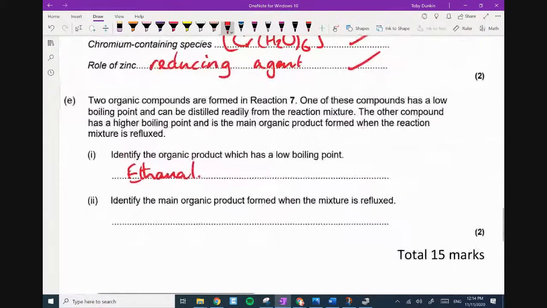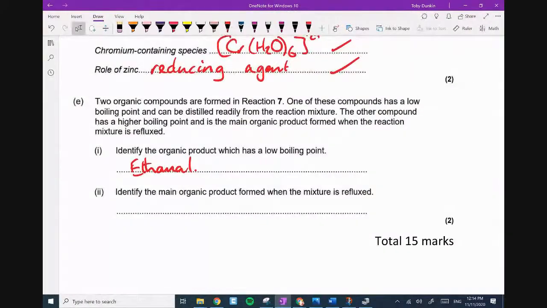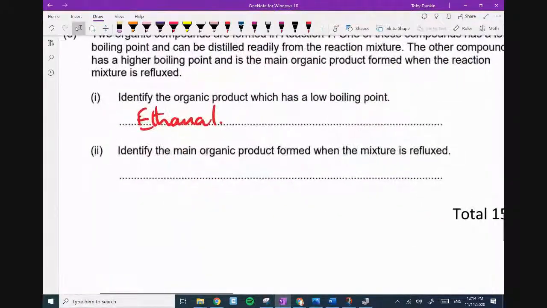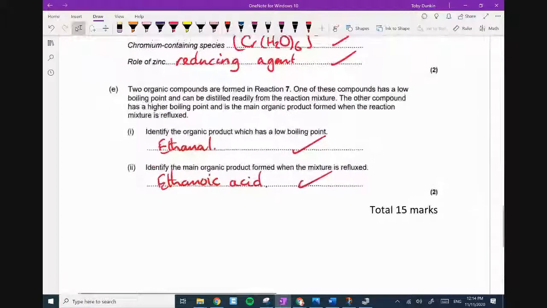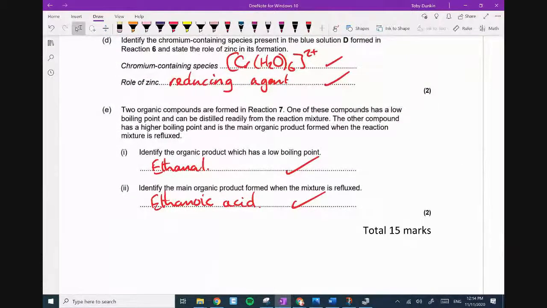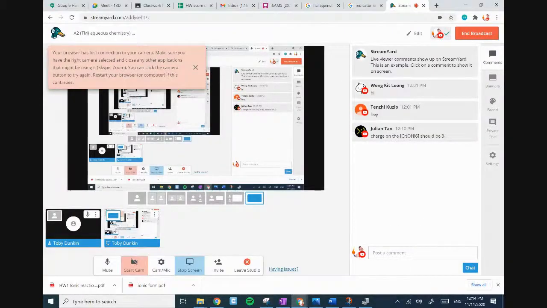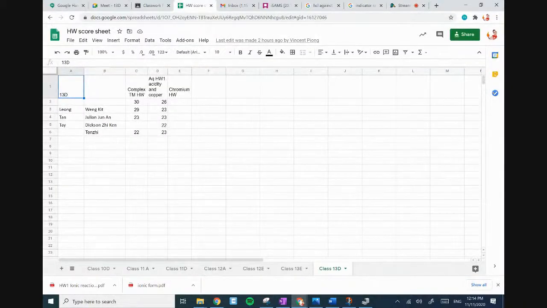Yeah, because it has dipole-dipole attractions only, no hydrogen bonding. And the main organic product when refluxed is ethanoic acid. I like it. It brings us to the end of the sheet. 15 marks. Love it.